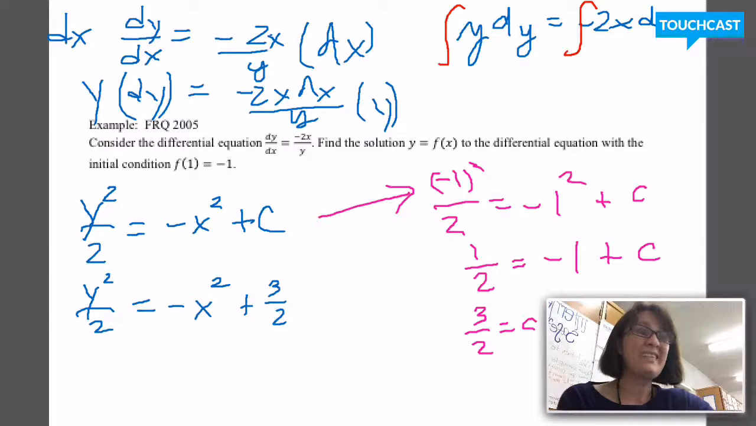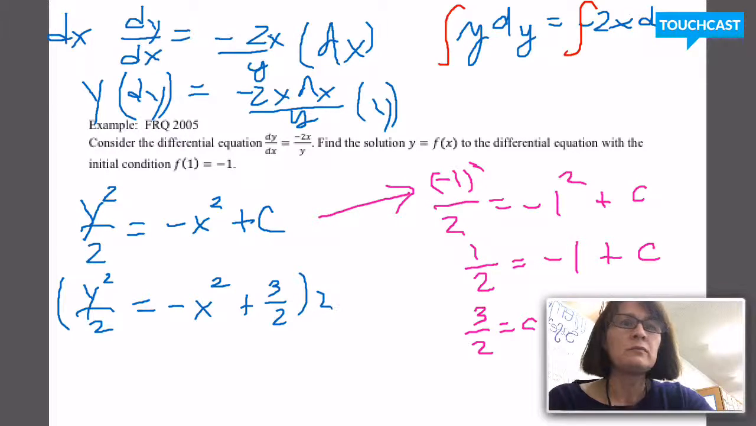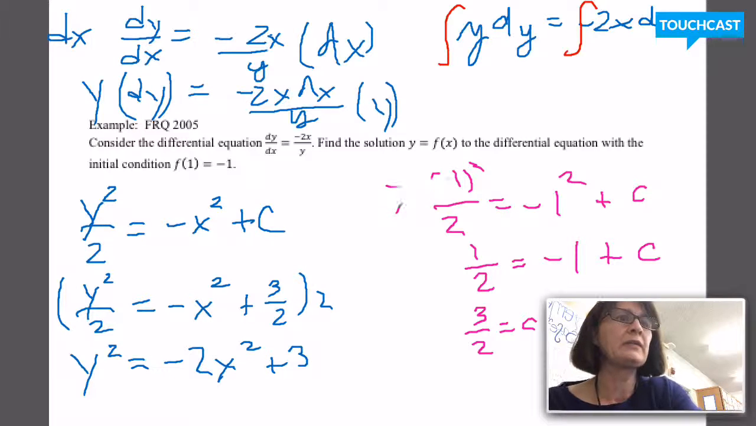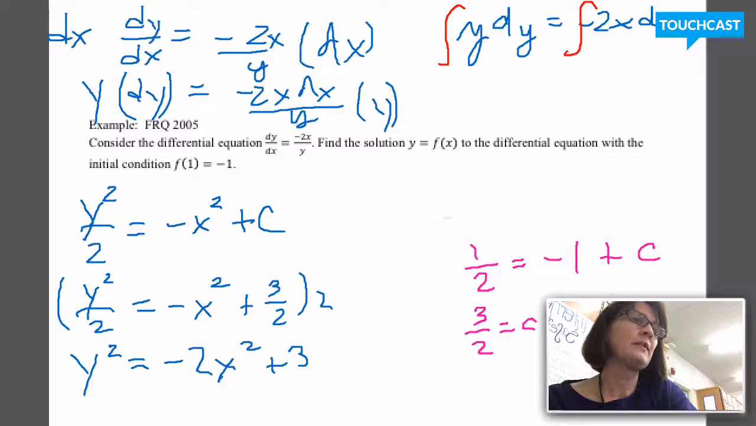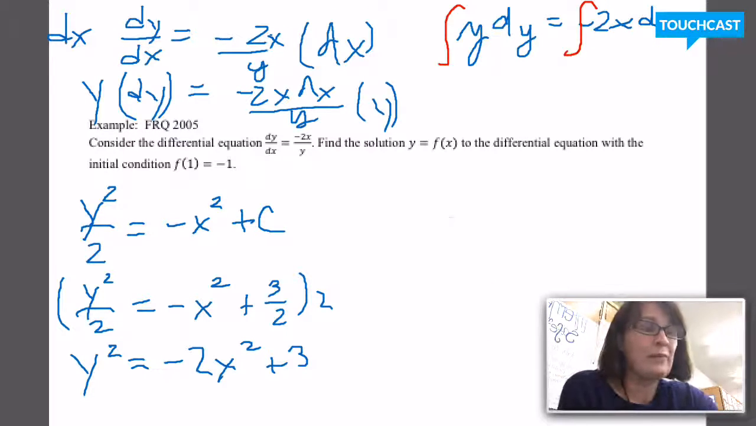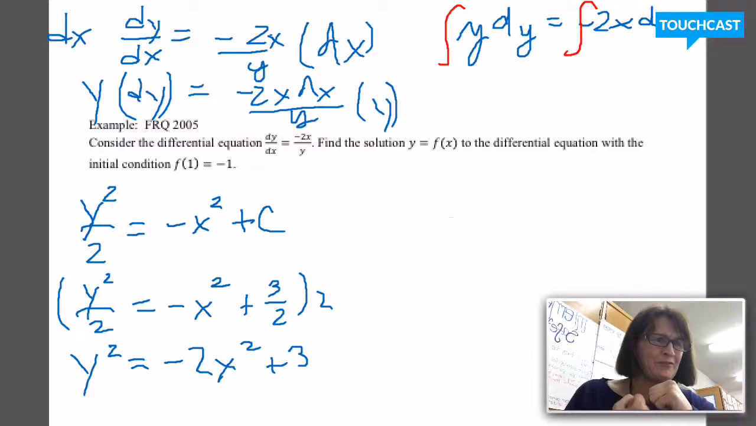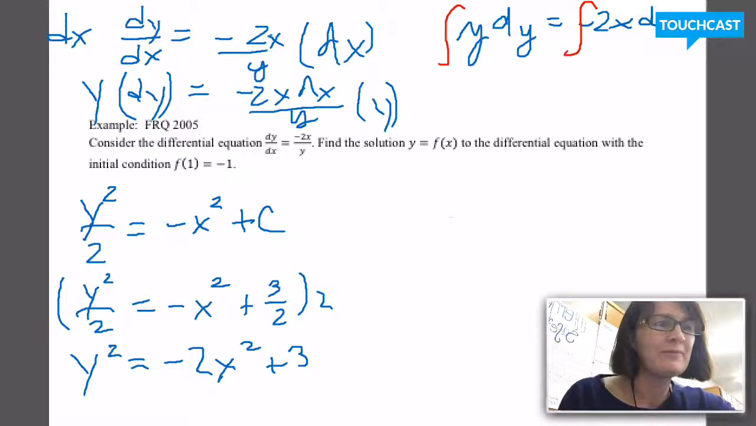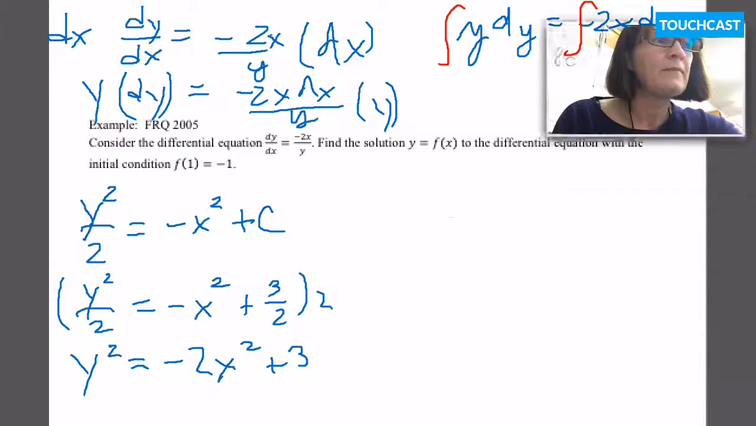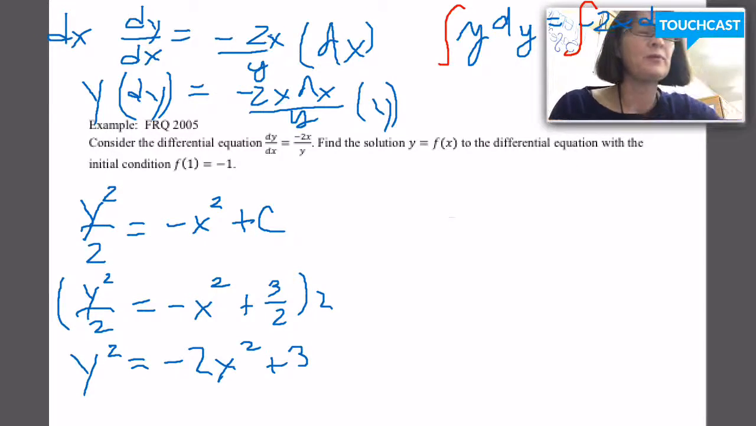My goal now, get y by itself. So I'm going to multiply everything through by 2 and get y squared is equal to negative 2x squared plus 3. I'm very close. This is exciting. I'm going to move this stuff out of the way. Then I'm going to move me out of the way. And we're going to isolate y. So ask yourself, what's happening to y? This, solving differential equations, is where everything you ever learned in algebra gets to come back and help you. There we go, I'm out of the way, go back to the whiteboard.